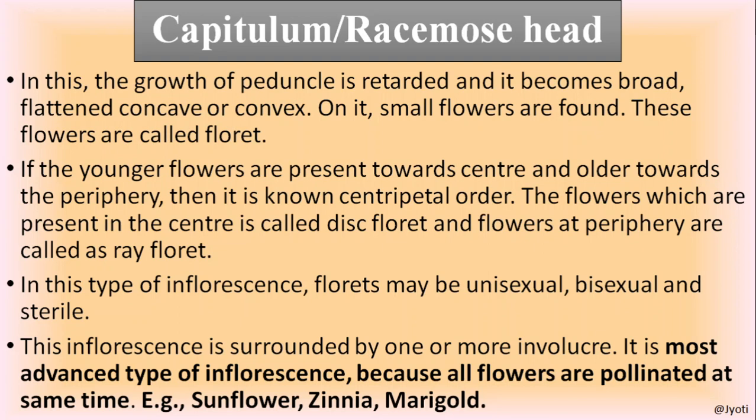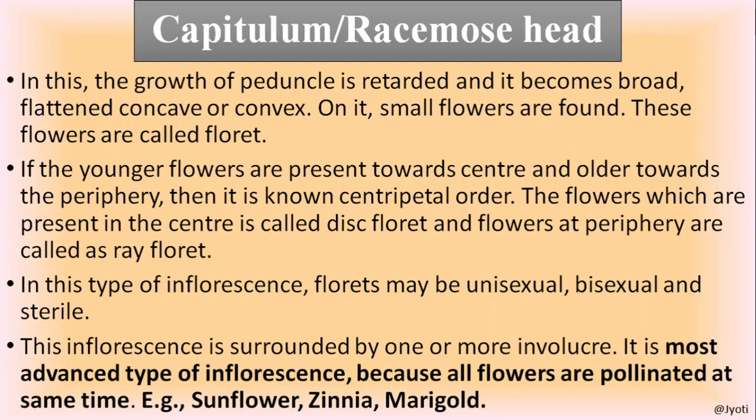These small flowers are called floret. If the younger flowers are present towards the center and older flowers are present towards the periphery, then that is called centripetal order. That means the growth is taking place towards the center.